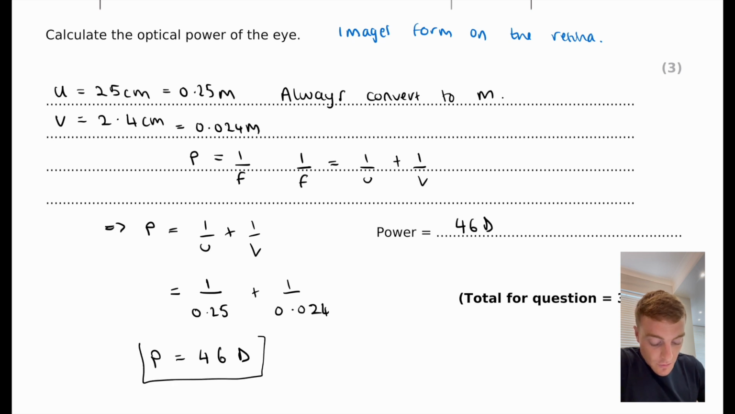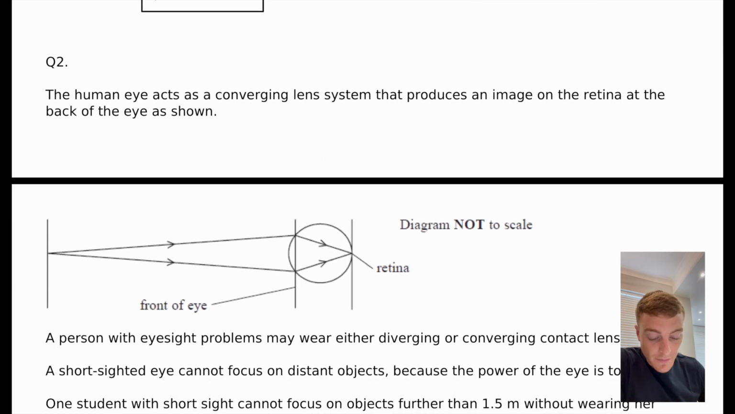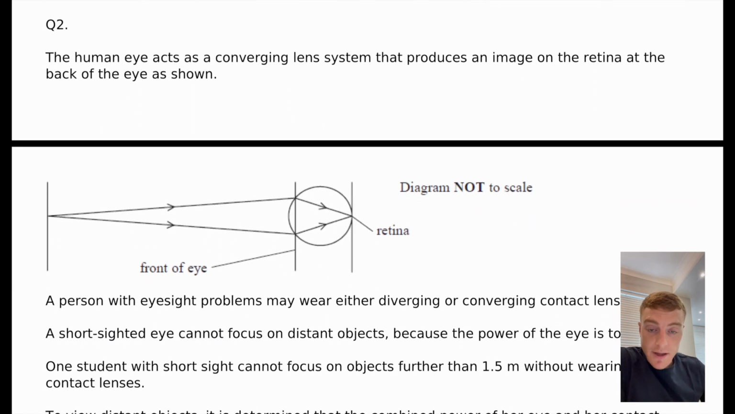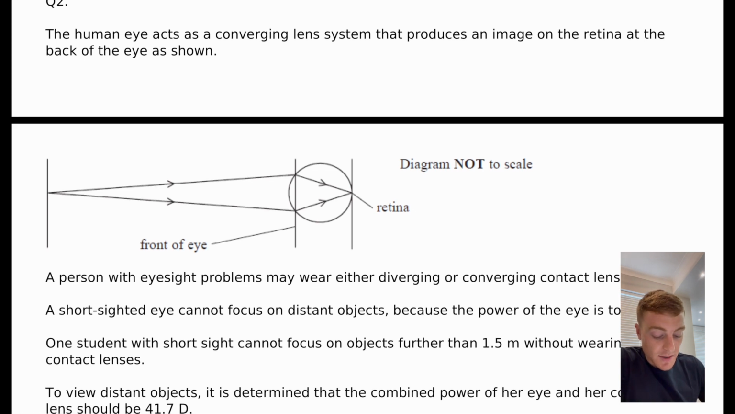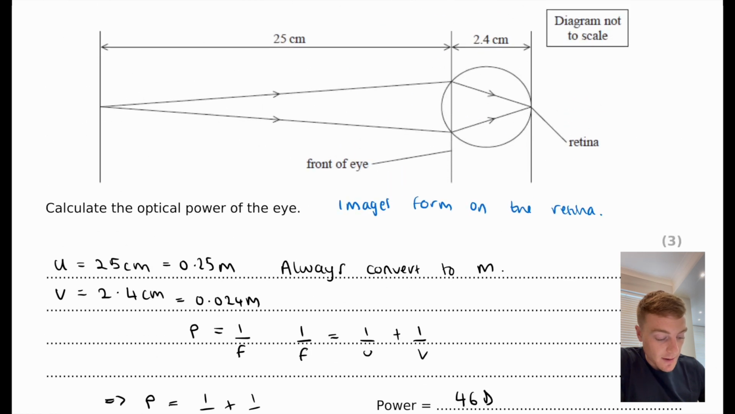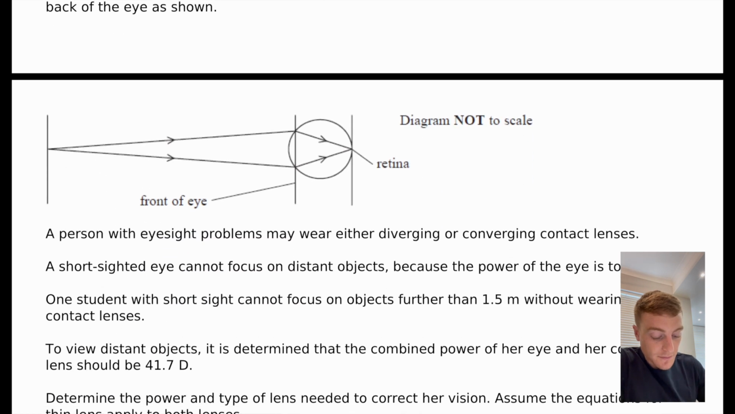Okay, now the reason we need to convert everything to meters is because in order to get the correct units of diopters, our lengths or our distances need to first be in meters. Okay, so that's my final answer. The next question, so again, pause it and have a read through. But as you can see, it's exactly the same setup. We've even got the exact same diagram from before. So we've got the retina, front of an eye.